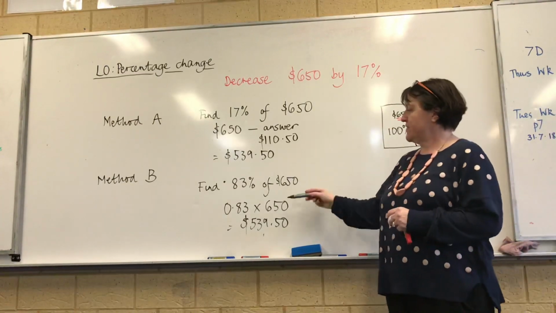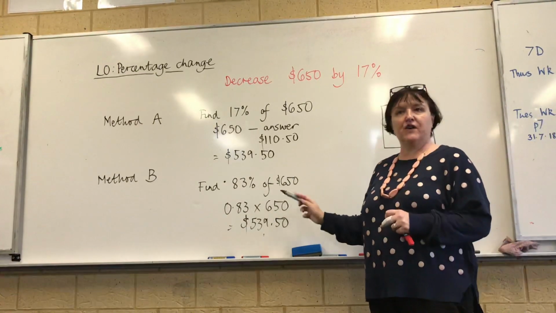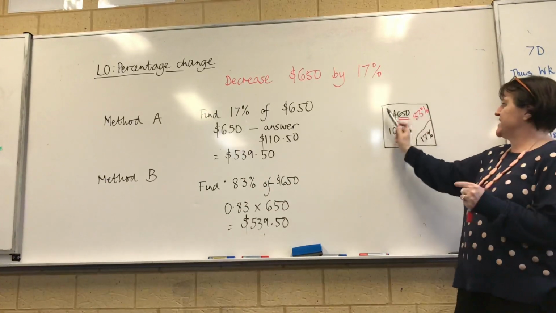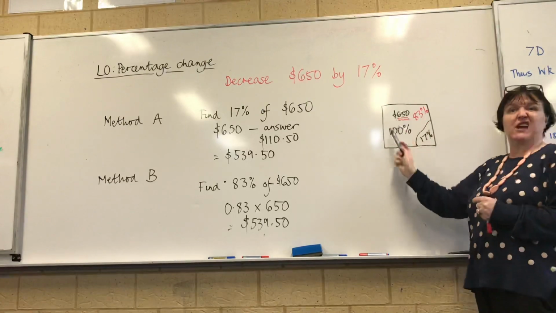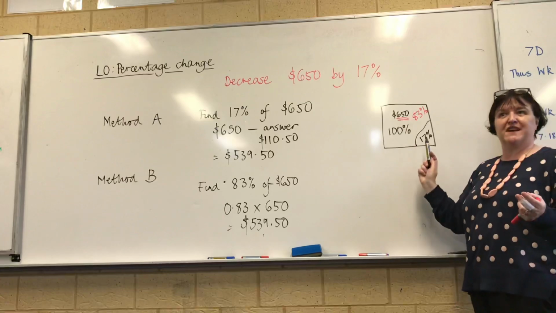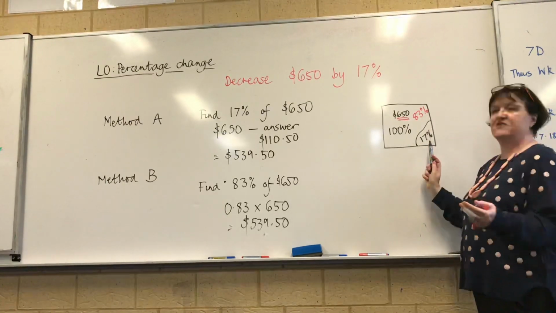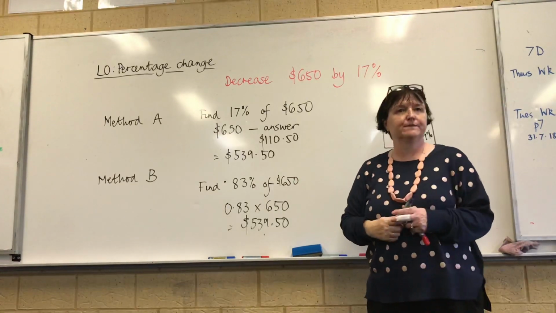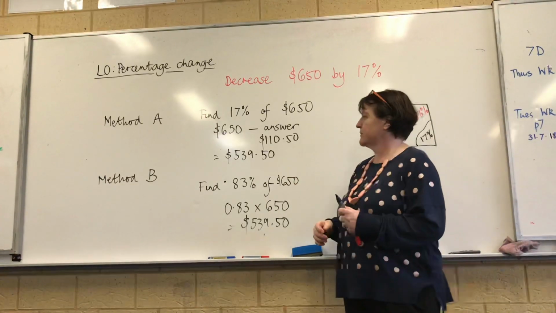So again, this one has the advantage of just one calculation. Assuming, of course, you did this bit in your head, because this is a calculation as well. You are working out what percentage is left, but it's easier, isn't it? Taking 17 away from 100 is easier than doing 650 take away 110.50.